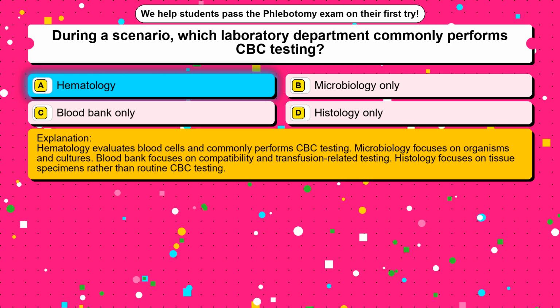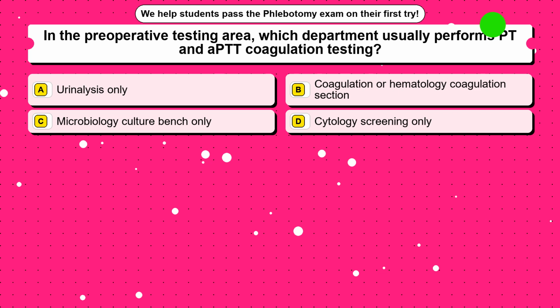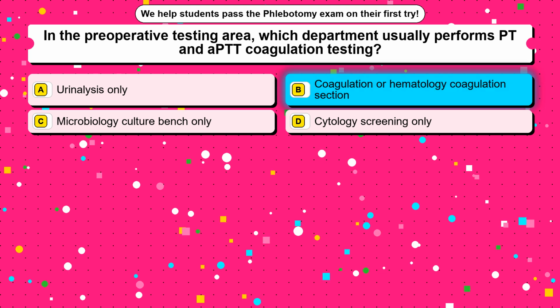Question 94. In the preoperative testing area, which department usually performs PT and APTT coagulation testing? Option A, urinalysis only. Option B, coagulation or hematology coagulation section. Option C, microbiology culture bench only. Option D, cytology screening only. The correct answer is option B, coagulation or hematology coagulation section.